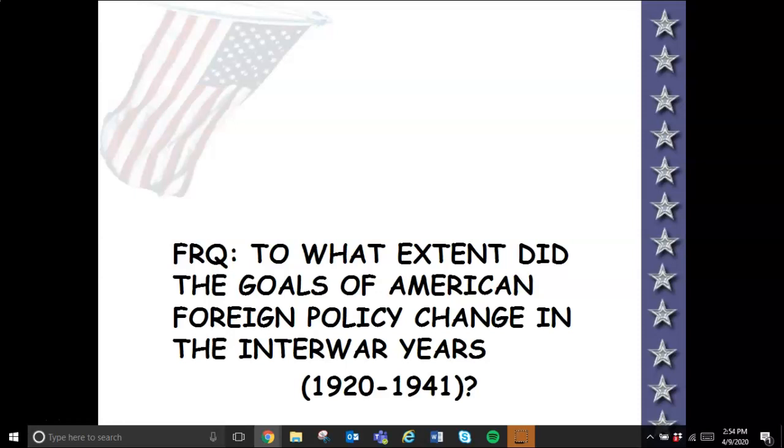But in this particular one, we're going to be looking at that same period of 1920 to 1941, but from a foreign policy perspective. As we go through this, I'm going to keep coming back to a past APUSH exam final free response question, or LEQ as we would call it now: To what extent did the goals of American foreign policy change in the interwar years between 1920 and 1941?